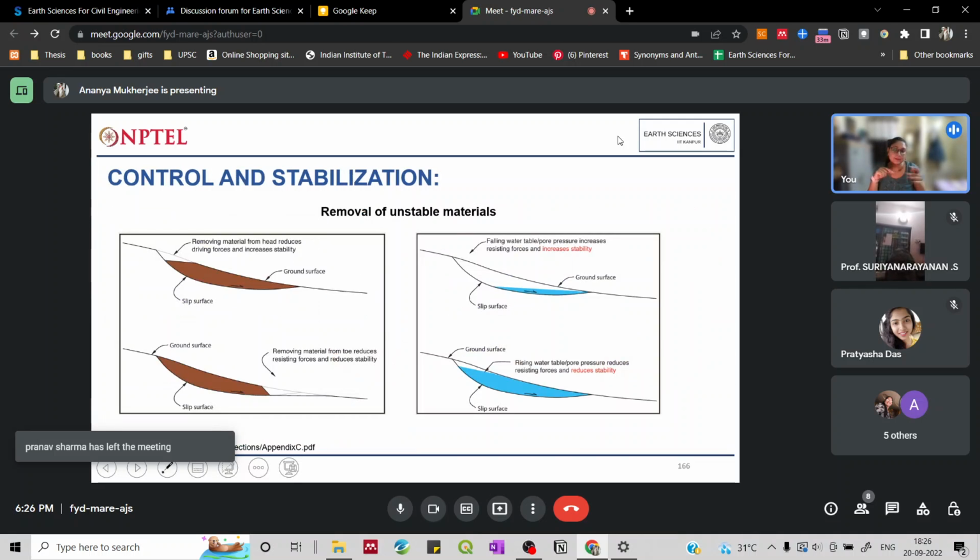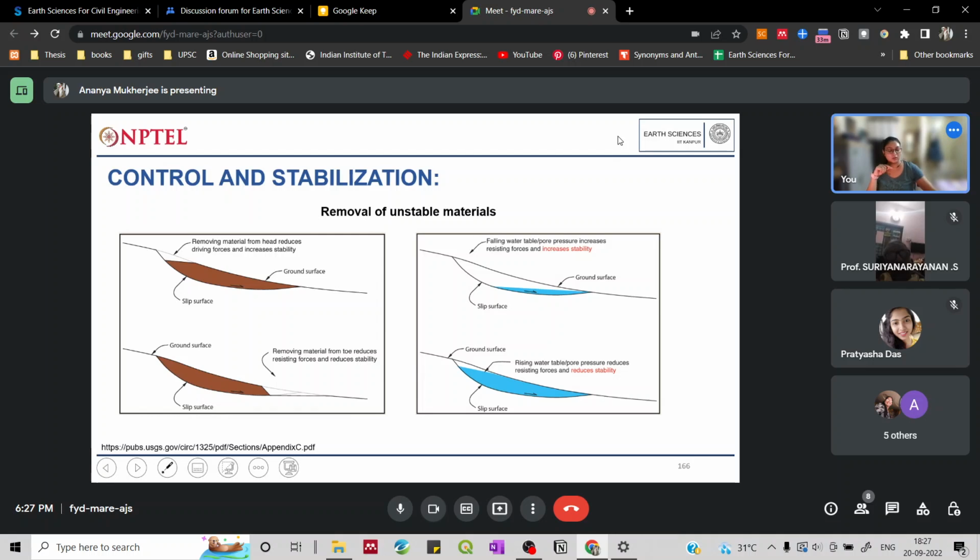Now we learned about the different types of landslides, the movements, and how you can classify these landslides based on their movements. Now we need to understand how we can control or probably prevent landslides by controlling the movement of the material and stabilizing the material.